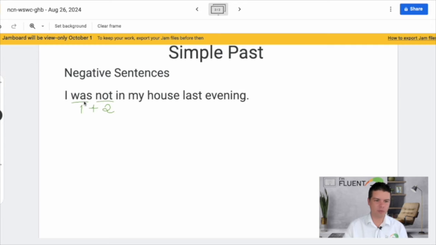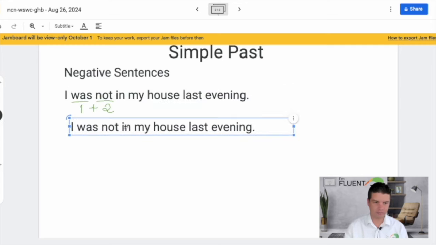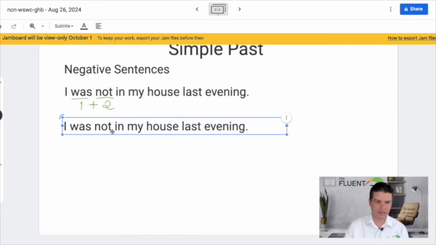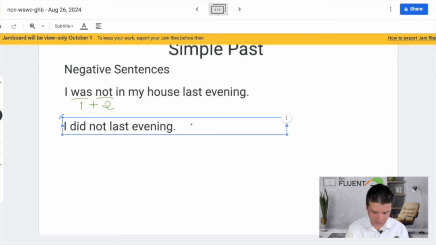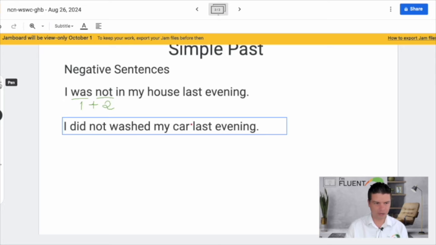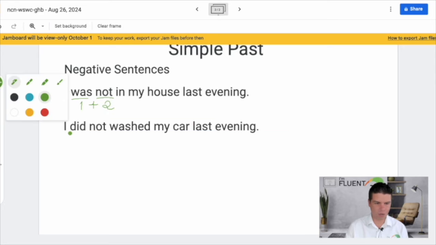But if we do have one that uses another verb, maybe it could be a regular verb. For example, one verb besides played could be: I did not washed my car last evening. I really didn't do it. Therefore, we have the elements here 1, 2 plus 3. And I can see here a mistake.